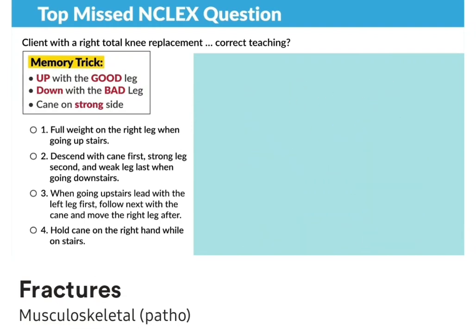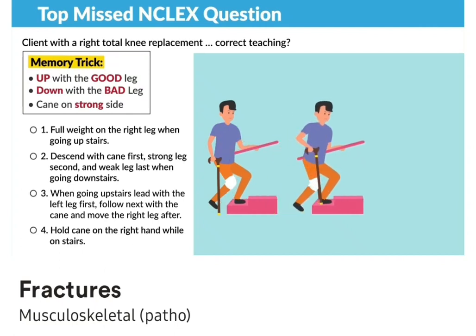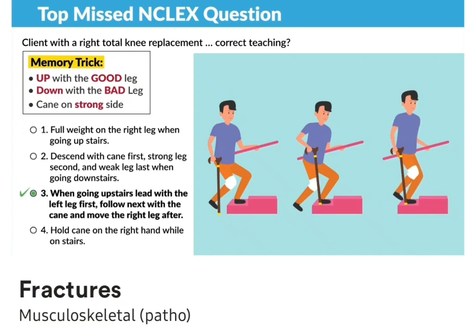Now option 3, when going upstairs, lead with the left first. So in this question, yes, the left is the stronger leg. Follow next with the cane, and move the right leg after. Yes, up with the good, cane second, and then weak leg last.